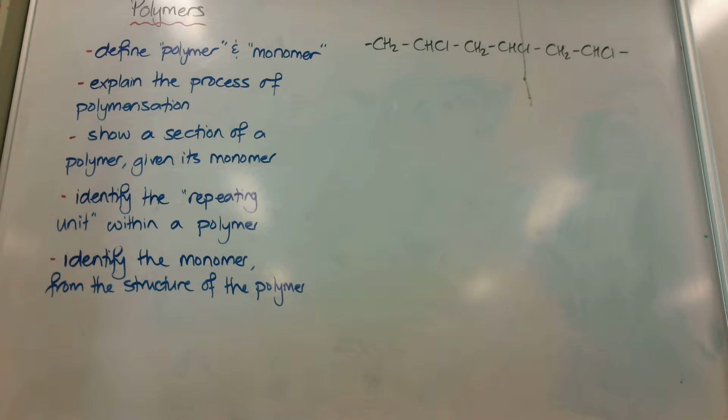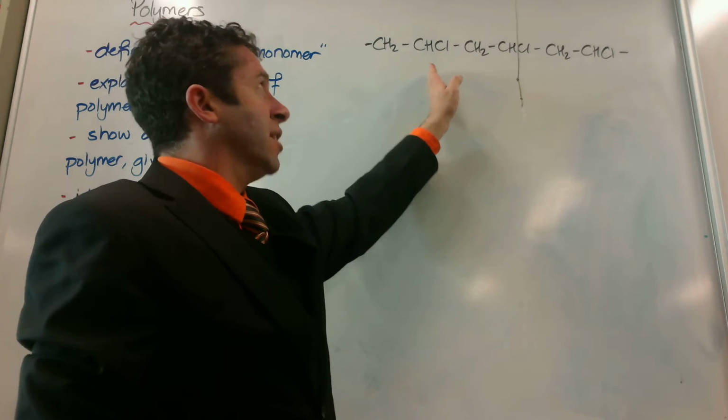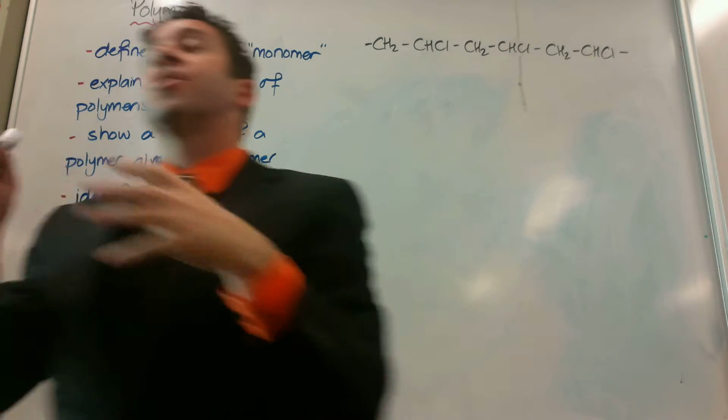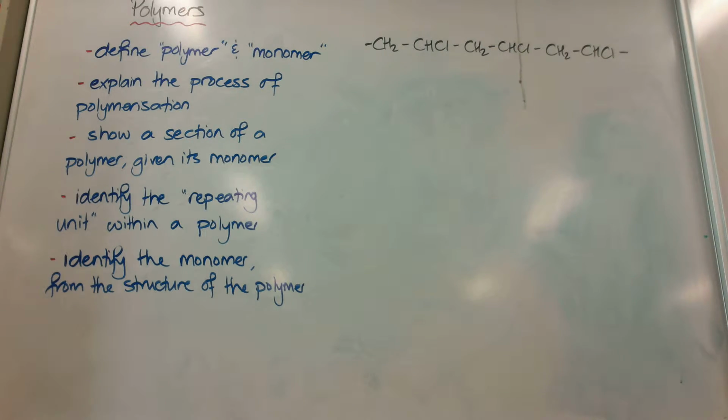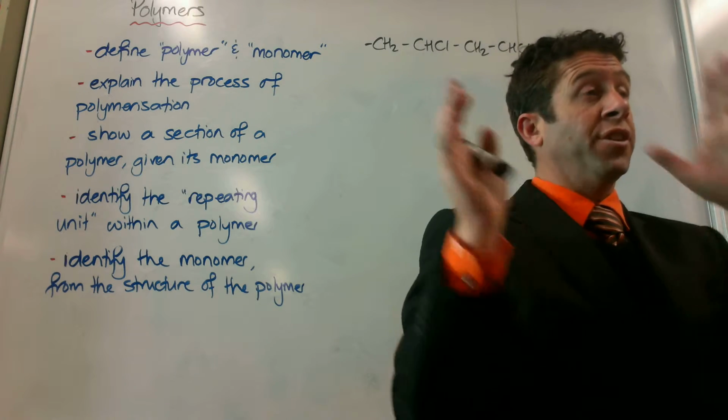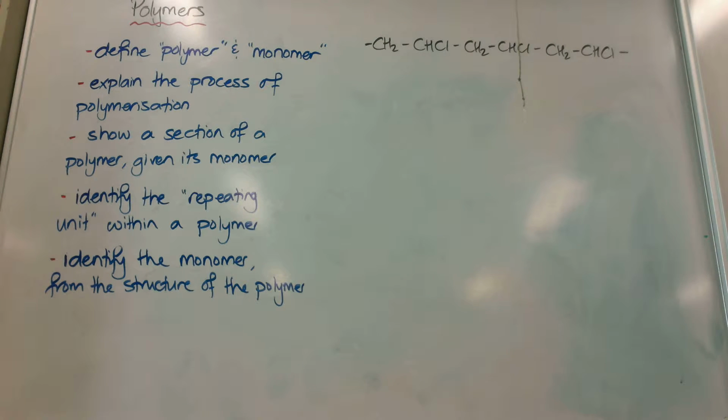And can we see a wee pattern in that? Okay, you can see that it goes CH2, CHCl, CH2, CHCl. So that CH2, CHCl must be our unit. And I've only shown a little tiny minuscule piece of this polymer, but because it's repeating itself over and over again, I've got a unit that is repeating itself over and over again, then I can be pretty confident that this is a polymer, many units.